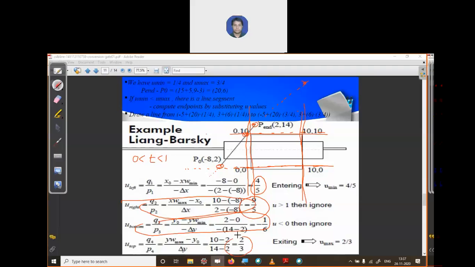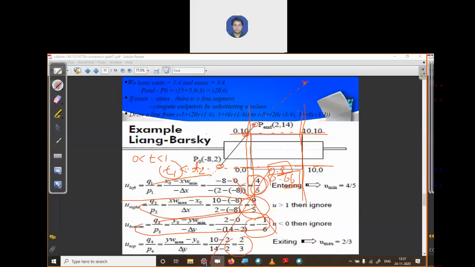But what is the problem? You can see this is outside, but two values are valid. If you remember, t1 should always be less than t2. Here, as you can see, this value is greater. The value of 4 by 5 is around 0.8, and the value of 2 by 3 is around 0.66. As you can see, the t2 value is less than t1. It's not valid. Always t1 should be less than t2. So these two points we will ignore and not consider.